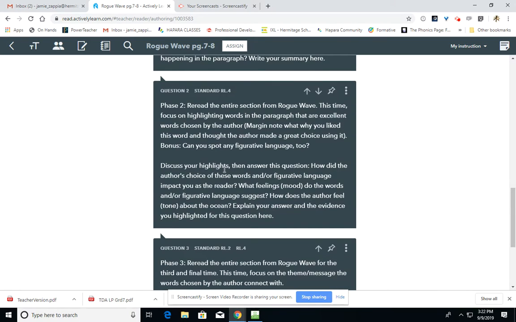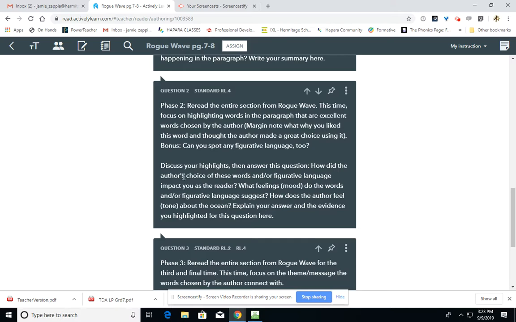For your question response, you're going to talk about how the author's choice of words or figurative language impacted your mood, impacted you as the reader. So what feelings or mood do the words and, if you found that figurative language element, what mood does the figurative language suggest? How does the author feel about the ocean? So this is a 3-part question.